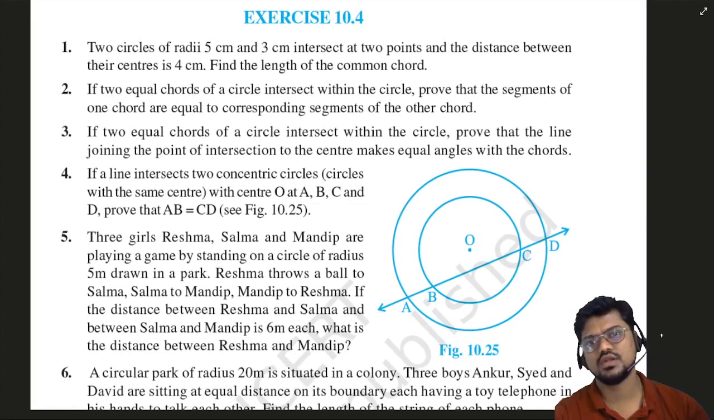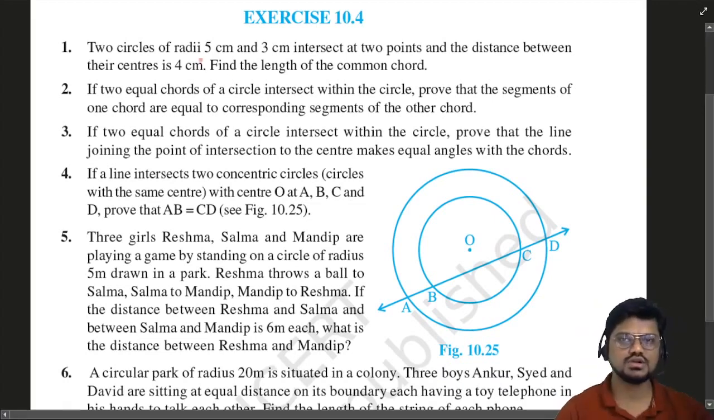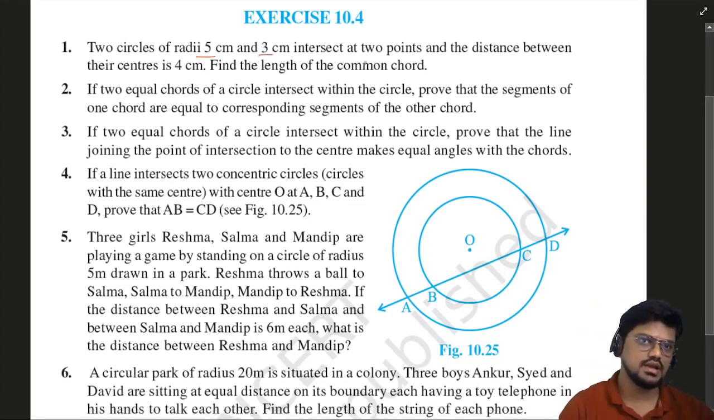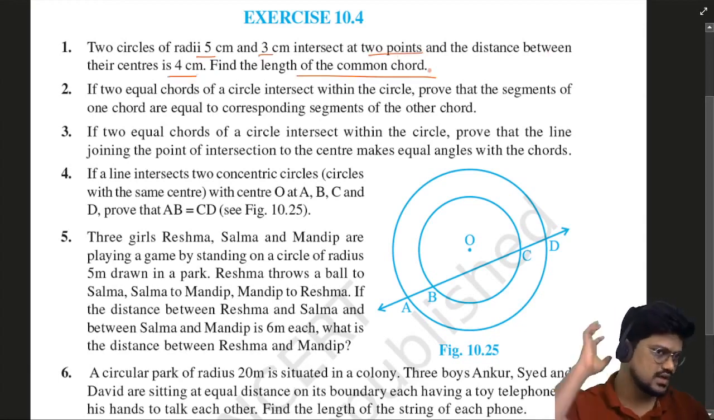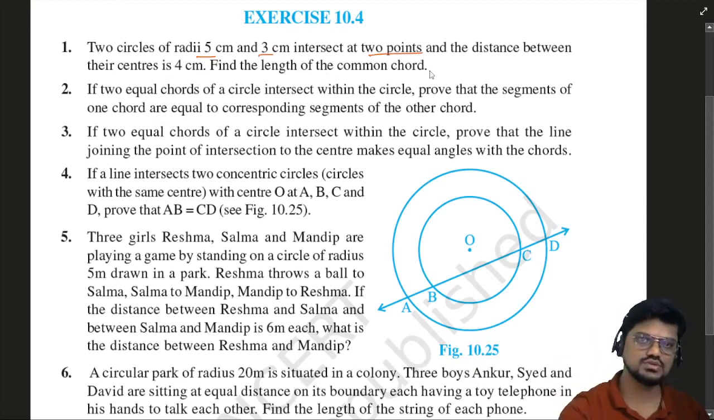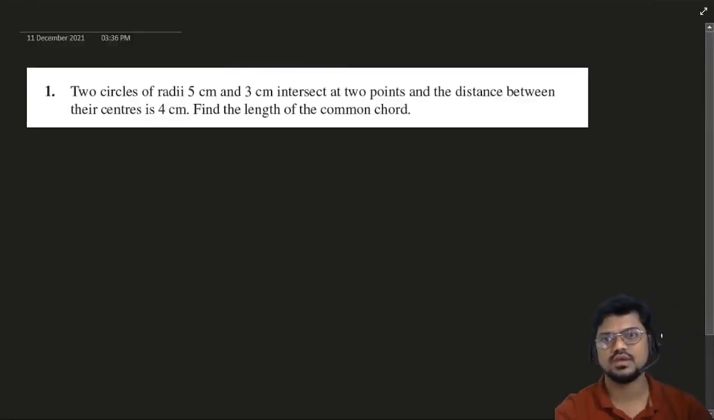Now what you have over here: two circles of radii 5 and 3 intersect at 2 points and the distance between their centers is 4. Find the length of the common chord, they are asking. Okay, let us solve this question.